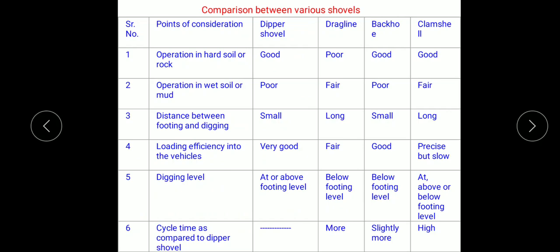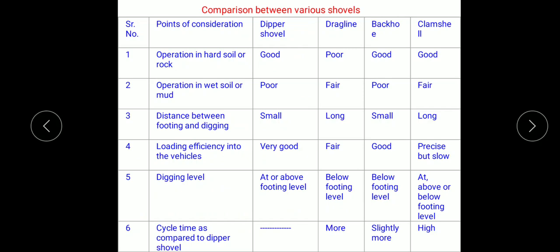So here, till this lecture we had studied these equipment, that is dipper shovel, dragline and clamshell. Backhoe is not in our syllabus, so I have not gone through backhoe. Now we will compare the various shovels. So first point is the operation in hard soil or rock. Shovels are good, dragline are poor. Backhoe and clamshell are good for operation in hard soil.